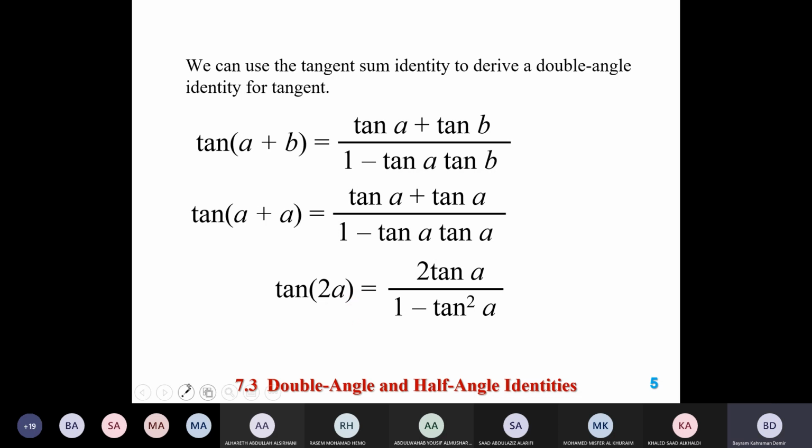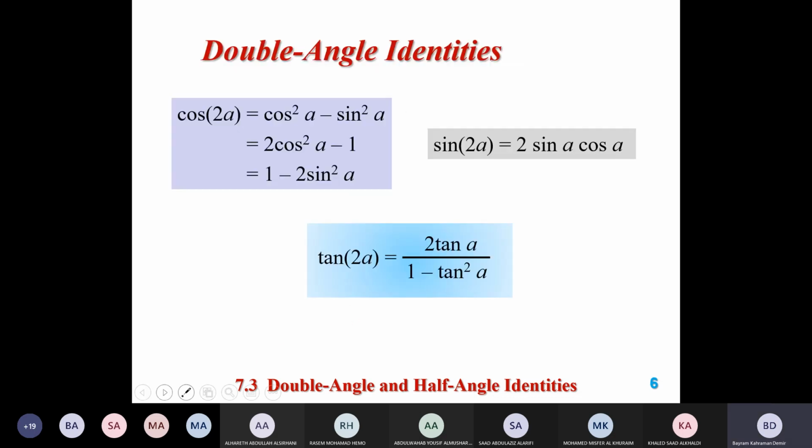So in this page, number 6, Shabab, you will see all the double angle formulas together, right? And I'm sure you can easily memorize these things, Shabab. I don't think it's a big deal to memorize these couple of formulas, actually. And in case you forget it, now you already know how to get it, right?